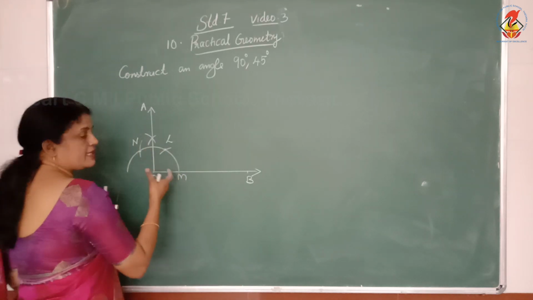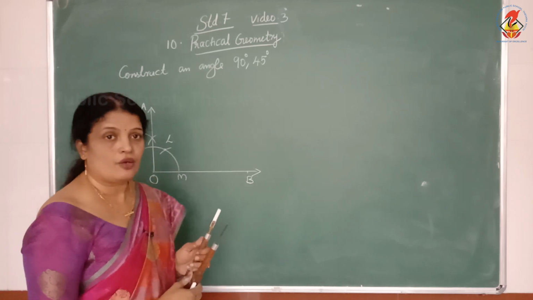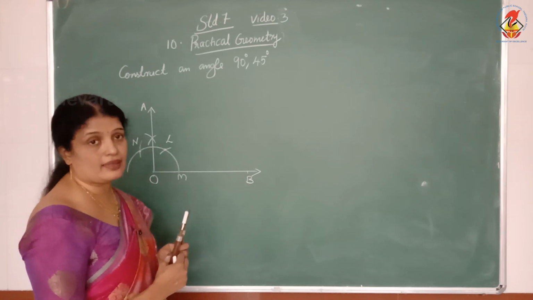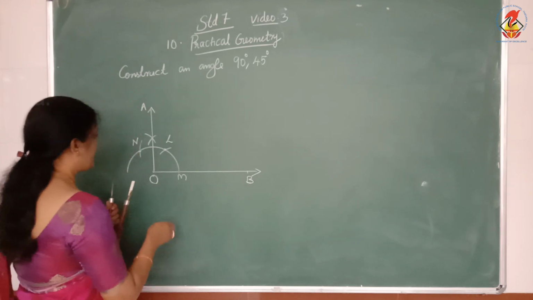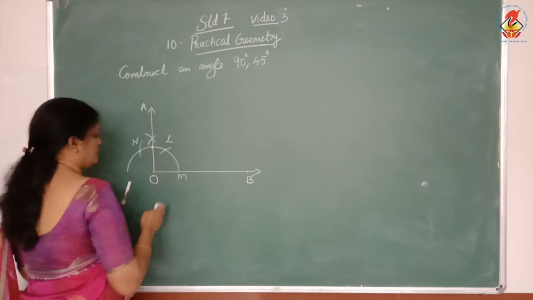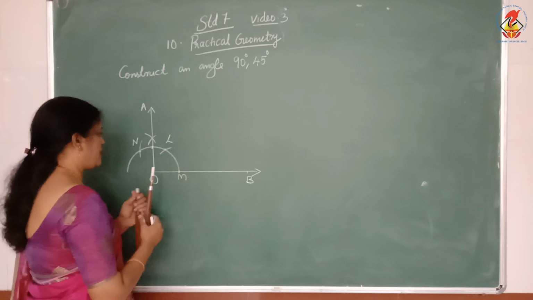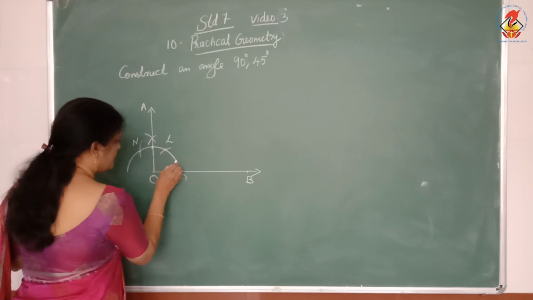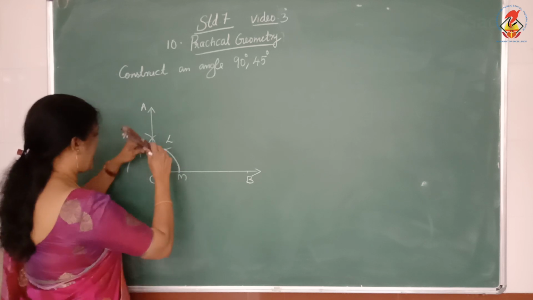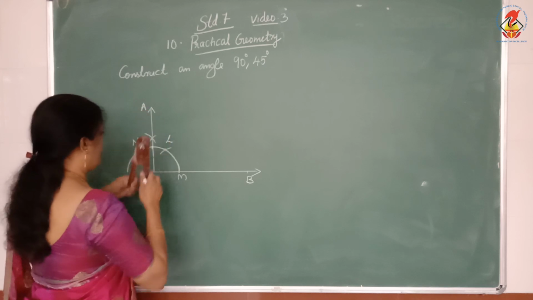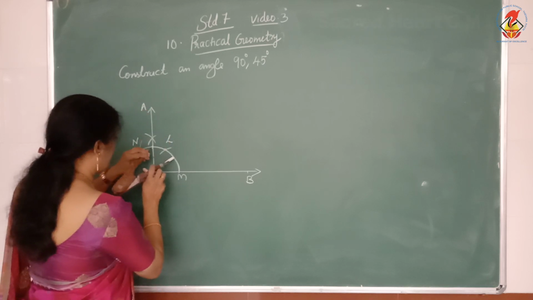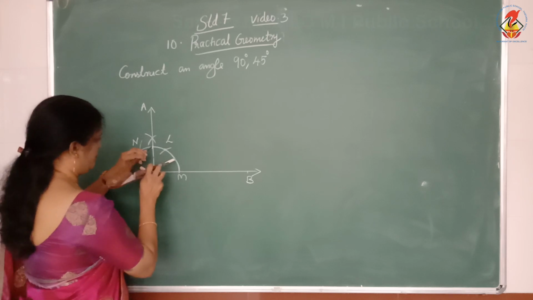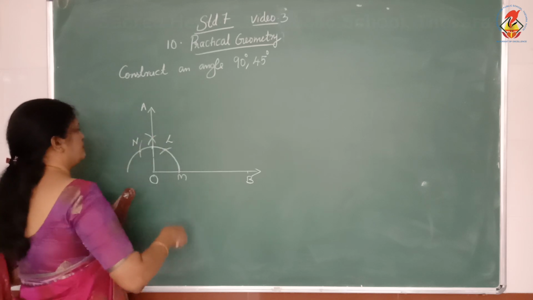Then bisect the 90 degree angle, and you will get 45 degrees. How will you find the bisector of the 90 degree angle? Here, this point and this point also should be taken on this arc. Take more than half of its arc length.